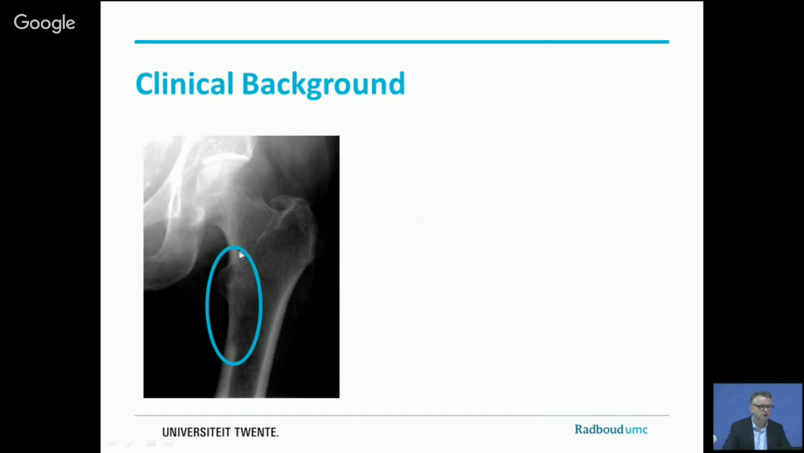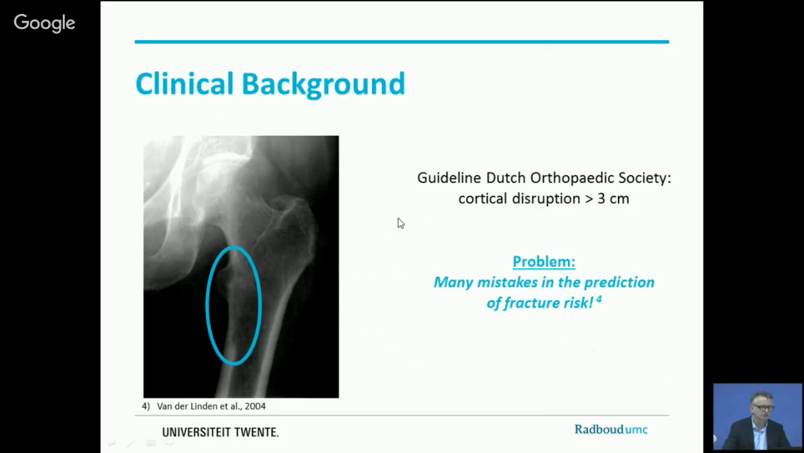So if you assess that, there is now a clinical guideline, and it's a Dutch guideline, but it's internationally accepted, that if you have a cortical disruption of bigger than 3 centimeters, you should operate. So if this is a cortical disruption, you can see that here. You see here the cortex. This is compact bone, and here you see that it's thinner. And if this is longer than 3 centimeters, you should operate.